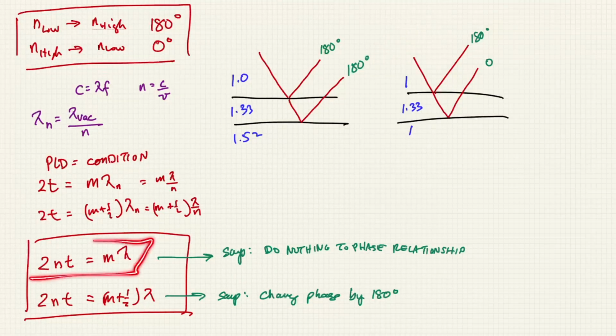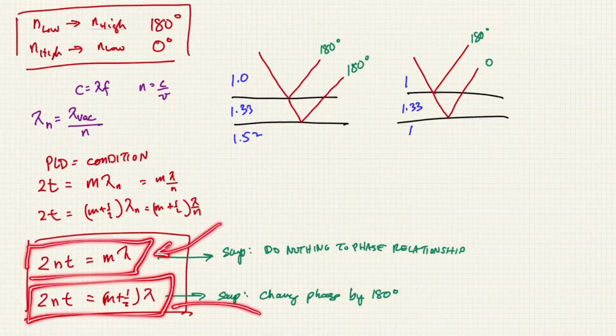So this one says don't change. This one says change by 180. And in this problem, this one becomes the constructive, and this one becomes the destructive.